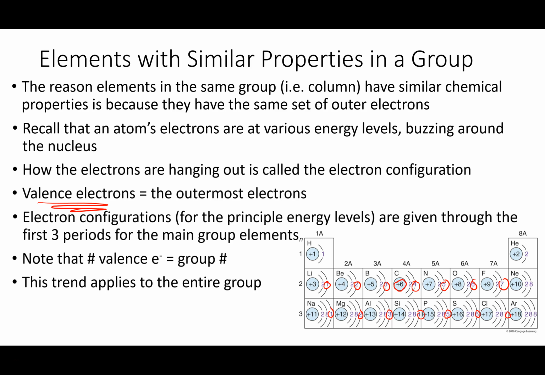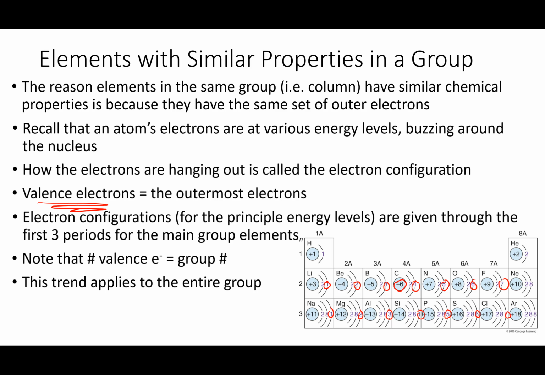Does that work for all of them? Aluminum. 3A, 3 valence electrons. I think that's a wonderful thing. But it only works for the A group. For the B group, not so much. Okay? Cool.